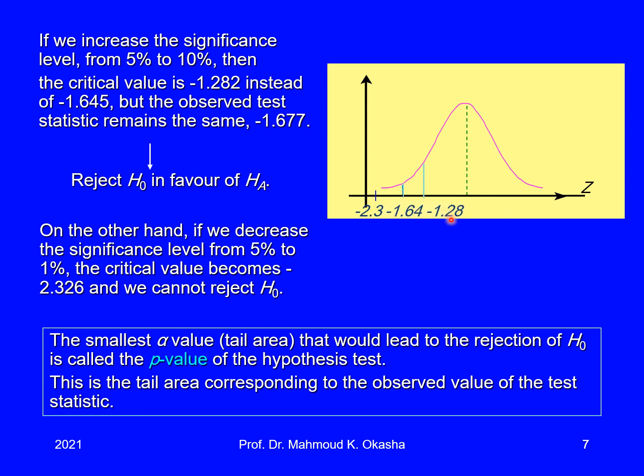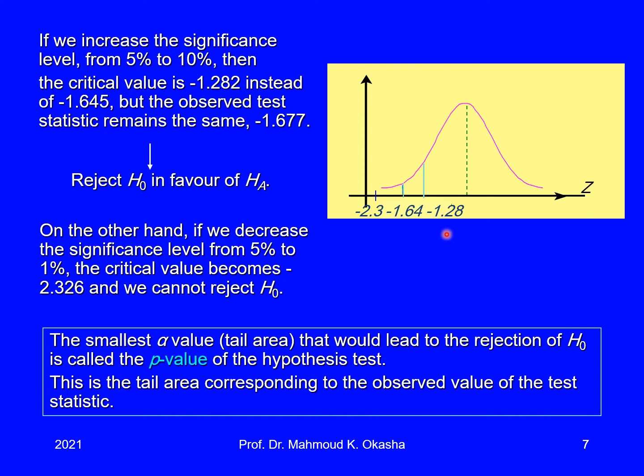So if we have 10%, we'll get this value. For 5%, we'll get this value. And this is the critical value. So in some cases, on some significance levels, we reject the null hypothesis. And in other significance levels, we cannot reject the null hypothesis. So what will be the correct decision in this case?